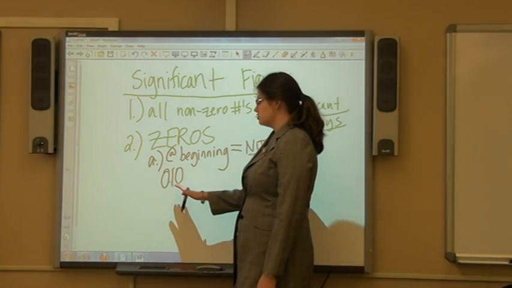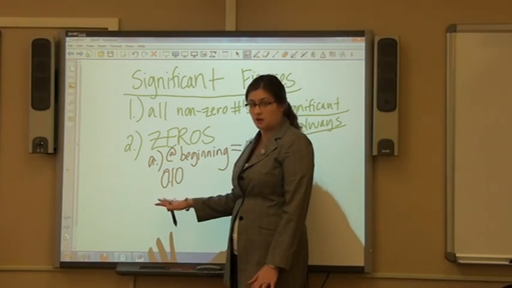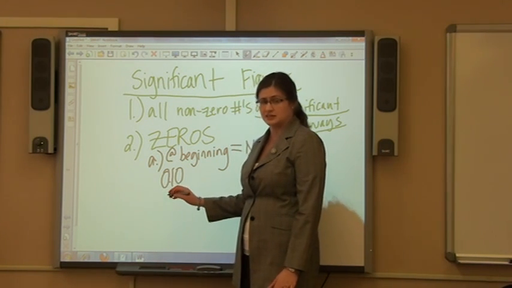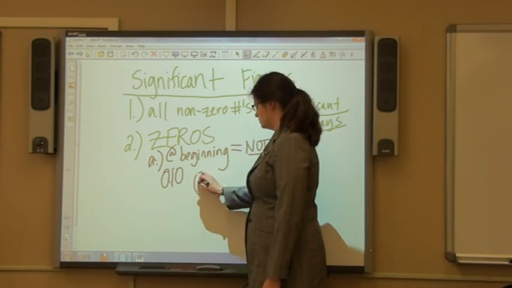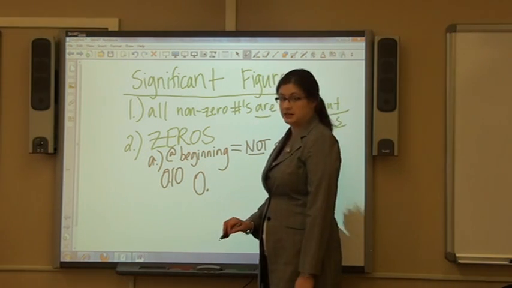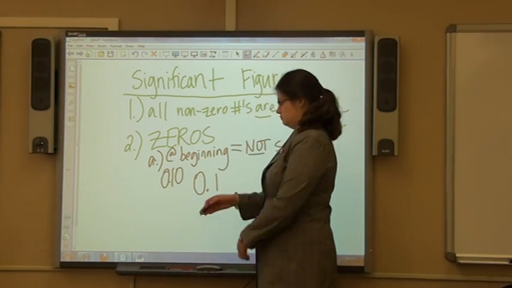The only time you usually see a 0 at the beginning of a number is when you have a number that's less than 1. In other words, 0, decimal point, some number.